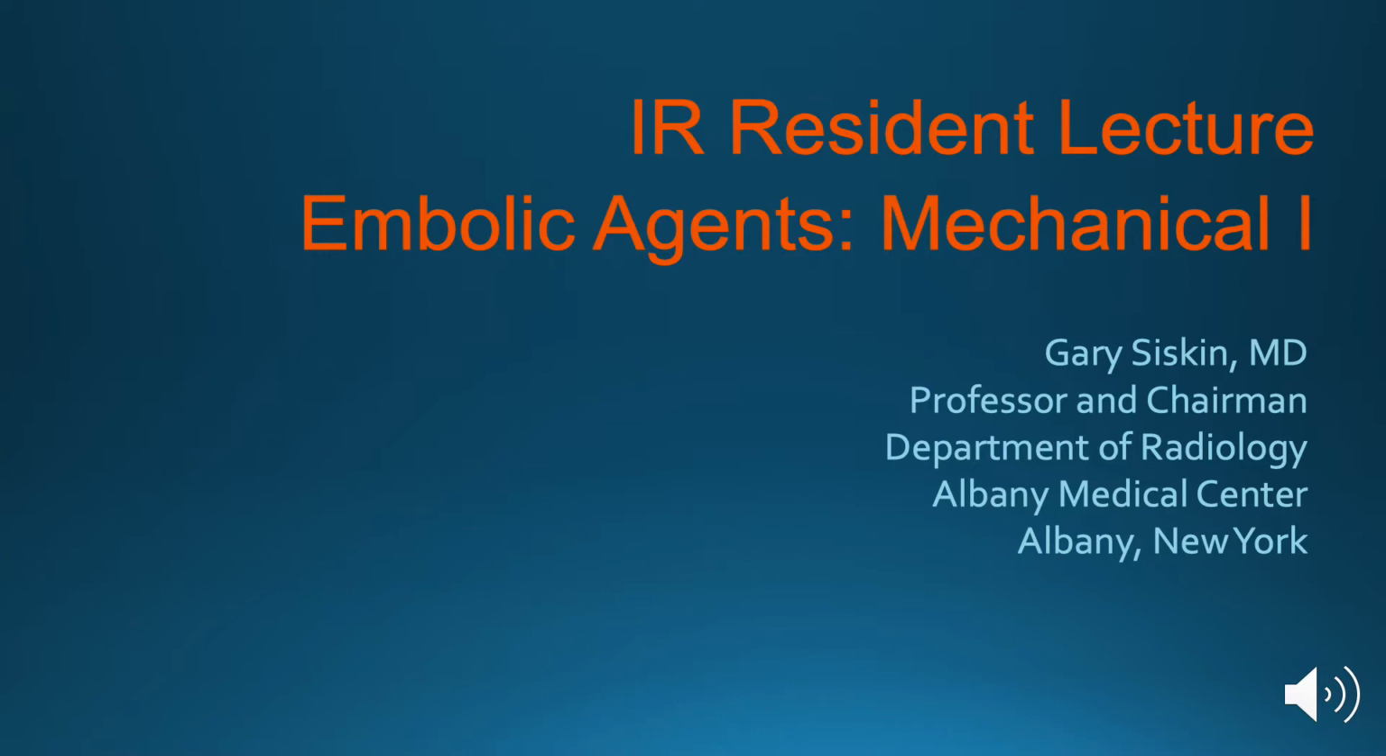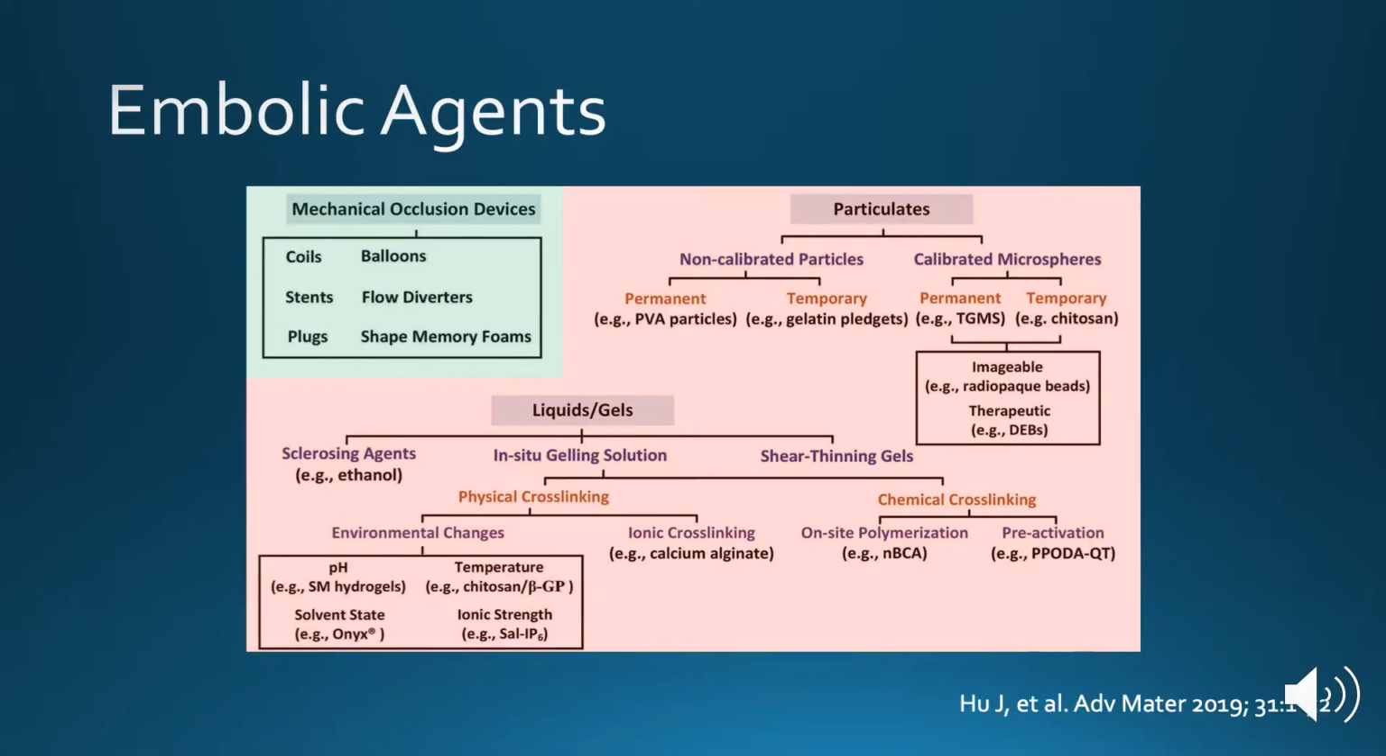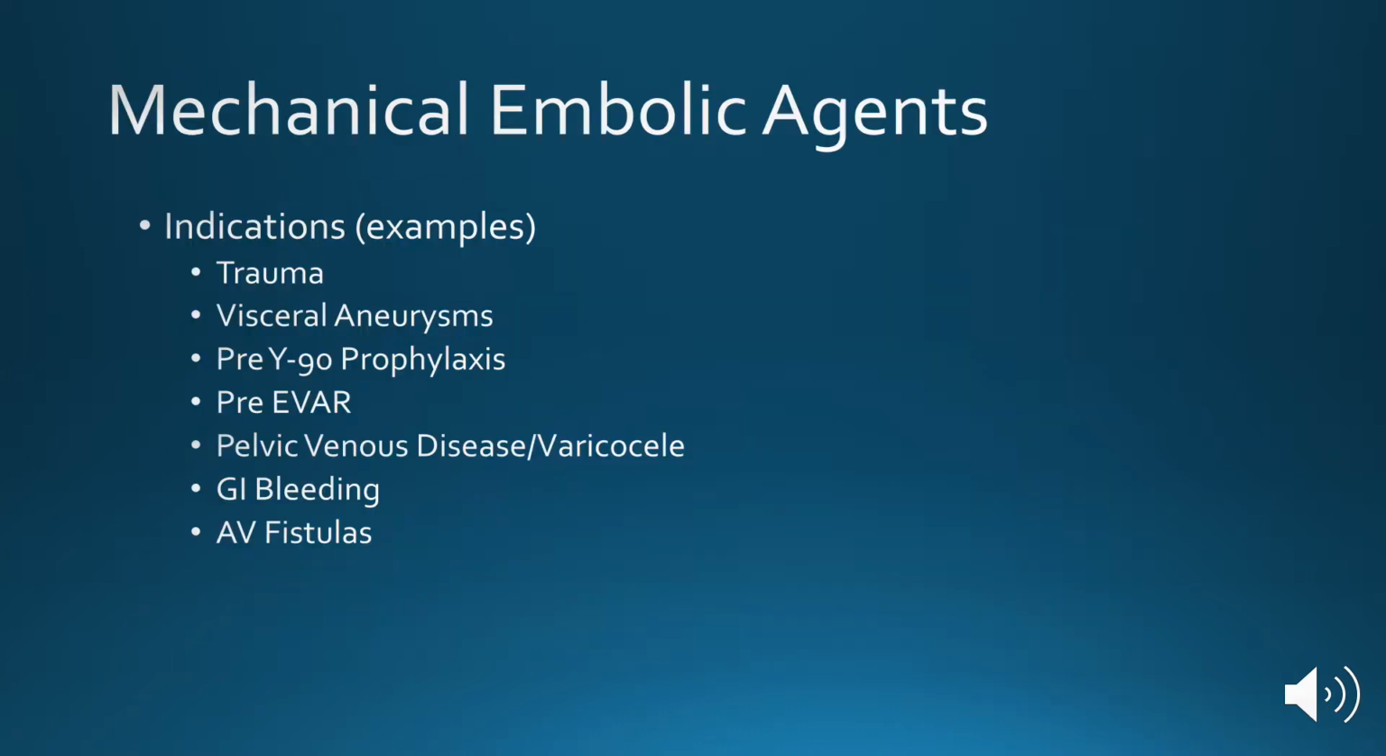This is the first of two lectures on mechanical embolic agents, which are all part of a larger lecture series on embolization. I do like to stress the importance of being able to classify different embolic agents. In this particular case, I like to look at mechanical agents, which are coils and plugs, etc., compared to flow-directed agents such as particulate embolics, microspheres, and liquids and gels. In this case, we're going to be talking about mechanical agents.